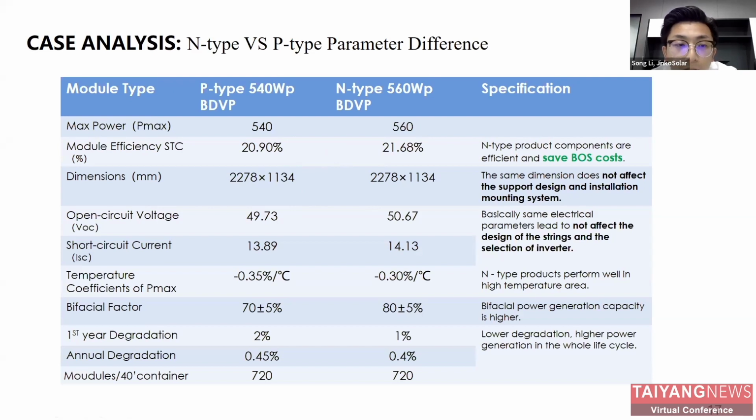And the third one is the electrical parameters. N-type values are a little higher than the P-type, but it does not affect the strings and the selection of the inverter. And the next four parameters are as described before, and these four parameters lead to the N-type having 3% more power gain than the P-type.